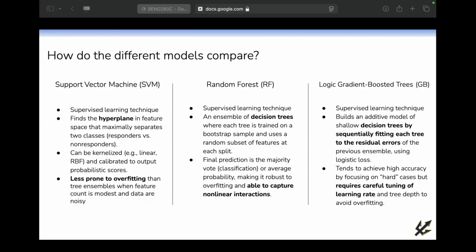Support vector machines or SVMs are about finding a hyperplane that separates two groups, which for us are the responders and the non-responders. They can handle different shapes in the data with kernels, and they're usually pretty stable, especially when the data set is a bit noisy or when we don't have tons of features. They're also less likely to overfit compared to the other models.